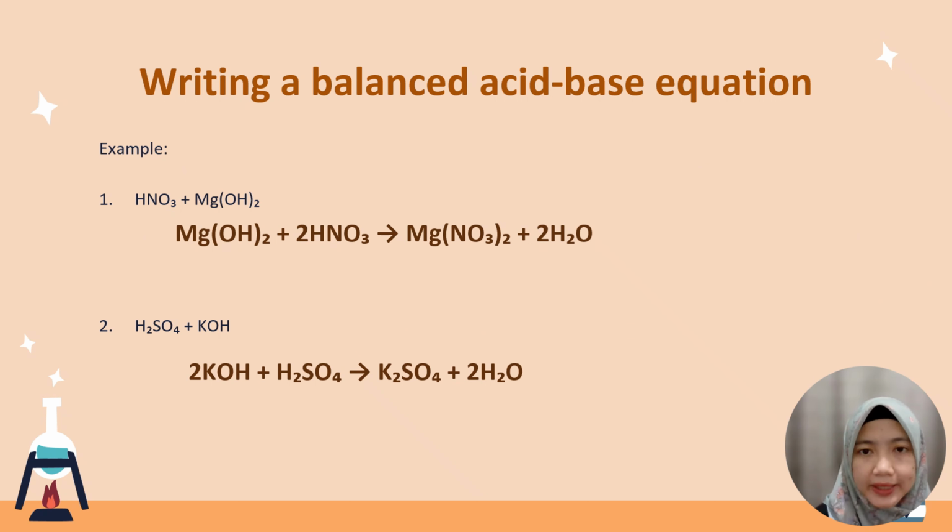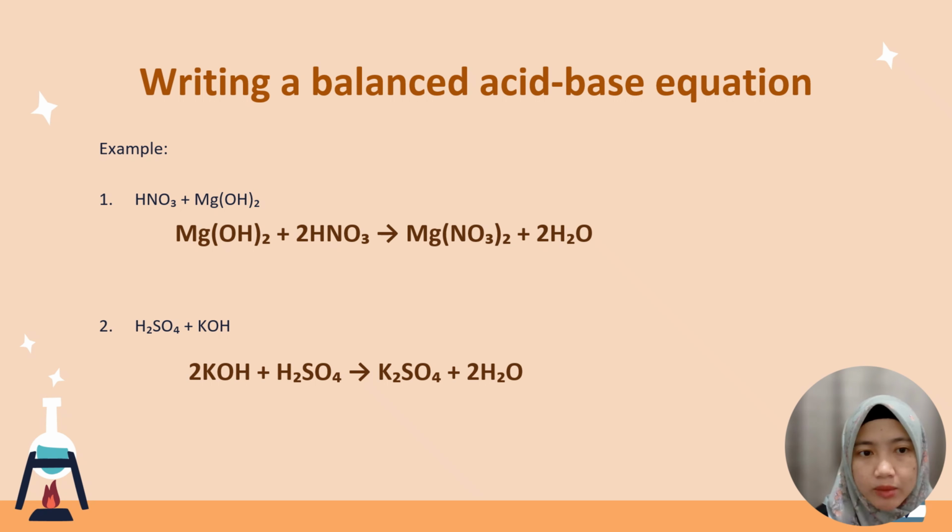So how do we write a balanced acid-base equation? Let's look at the first example here. We have nitric acid reacting with magnesium hydroxide. First, you write the equation: magnesium hydroxide reacts with nitric acid. And then the next step, you find what salt is produced. The salt produced is between the cation of the basic solution, magnesium, and the anion from the acid. So it will be magnesium nitrate.